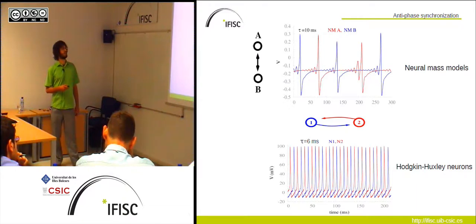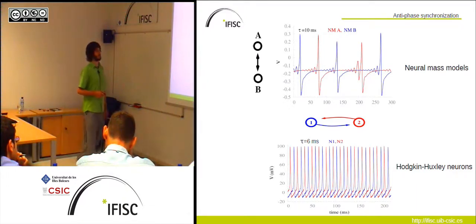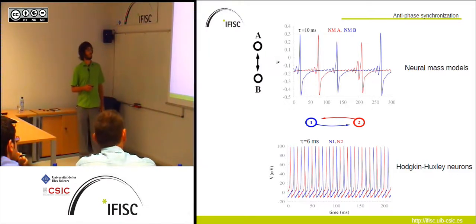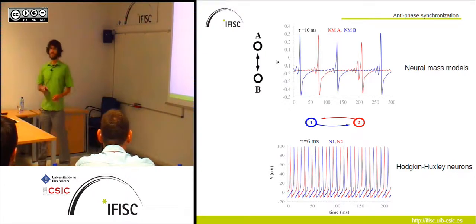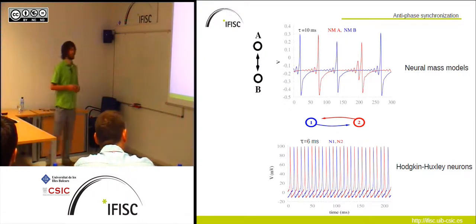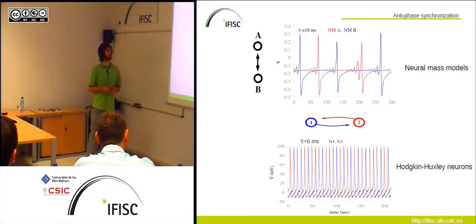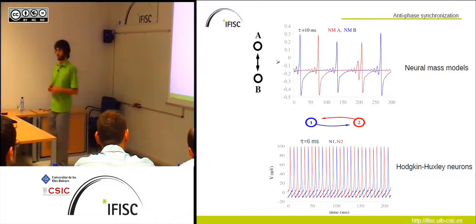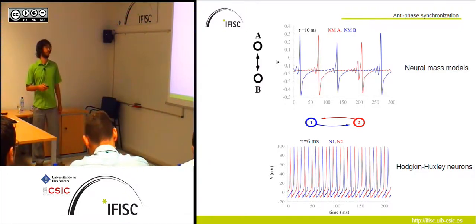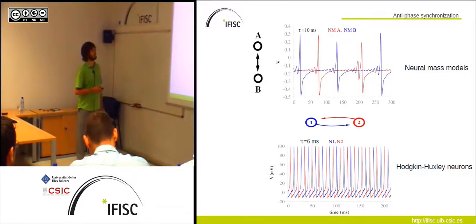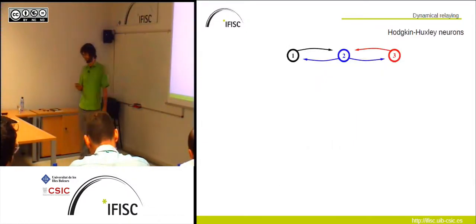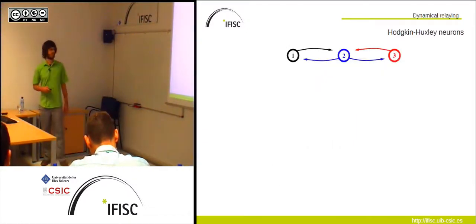An important feature that could be used to understand most of the results relies on the anti-phase synchronization of two oscillators coupled with a certain delay. When they are coupled with delay, they tend to synchronize in anti-phase. The results can be understood based on this fact.